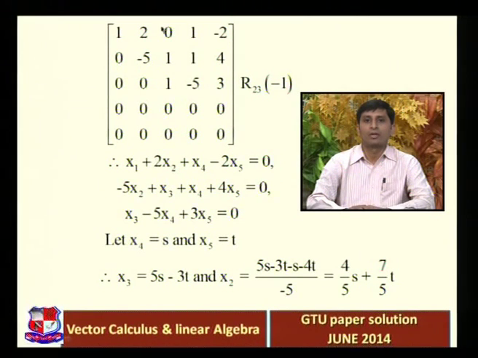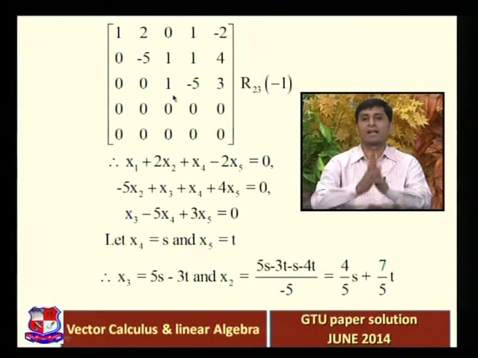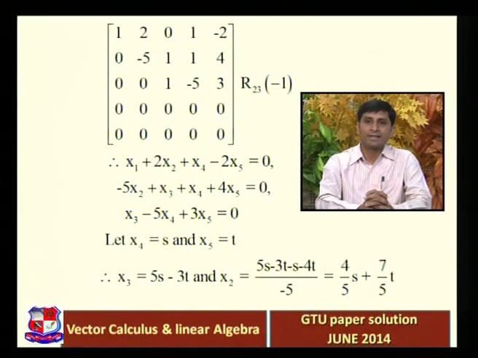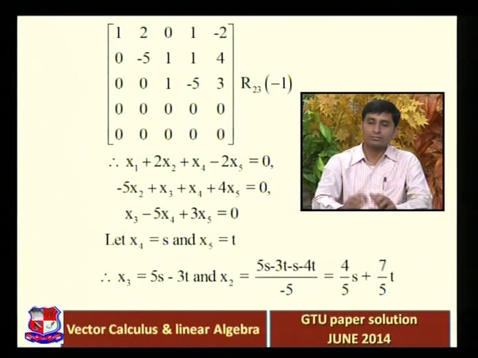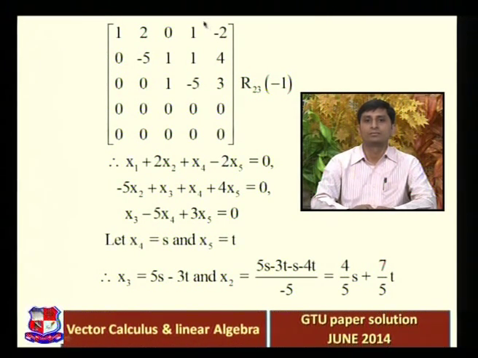Now you can see this matrix is a row echelon form matrix, and using that row echelon form matrix we can find the null space of the matrix A, which is exactly our orthogonal complement of W. So to find the null space, using this row echelon form matrix we get these equations: x1 plus 2x2 plus x4 minus 2x5 is equal to 0, minus 5x2 plus x3 plus x4 plus 4x5 is equal to 0, and x3 minus 5x4 plus 3x5 is equal to 0.